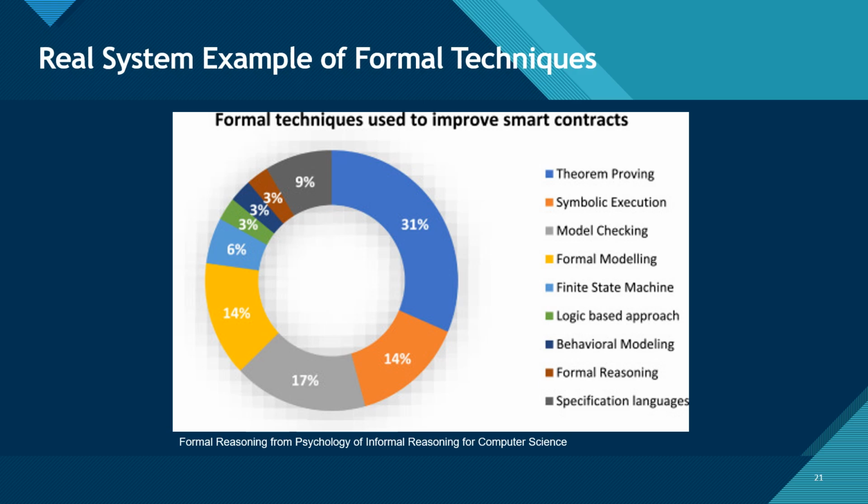To provide a real system example, I wanted to share this pie chart from formal reasoning in computer science. This pie chart does a good job of representing the different formal techniques that we used to improve smart contracts. Smart contracts are a digital agreement stored and executed on a blockchain network.